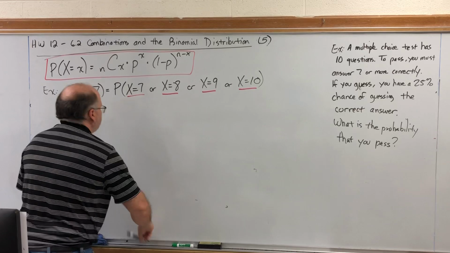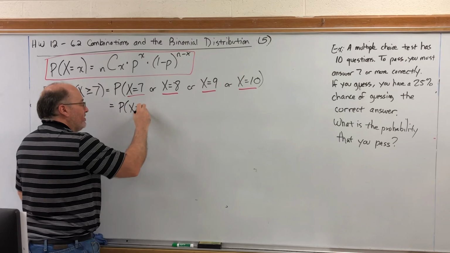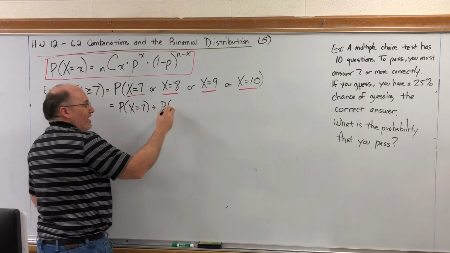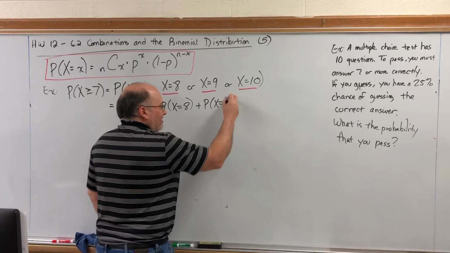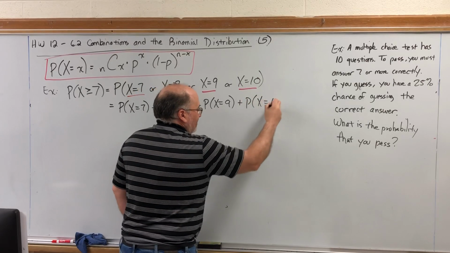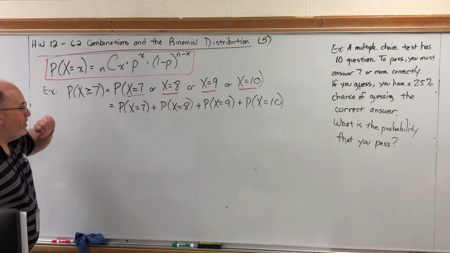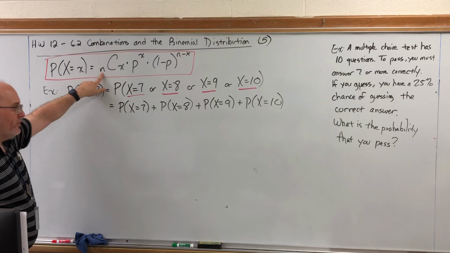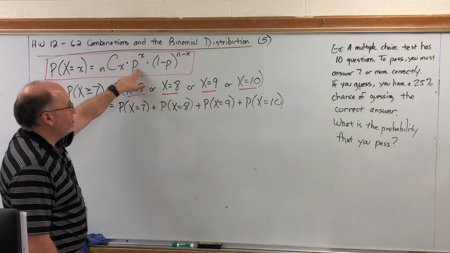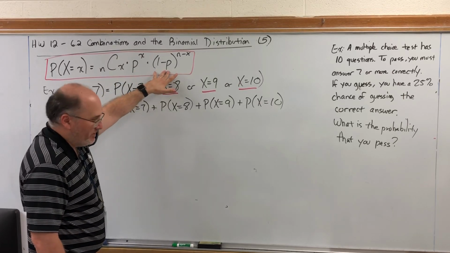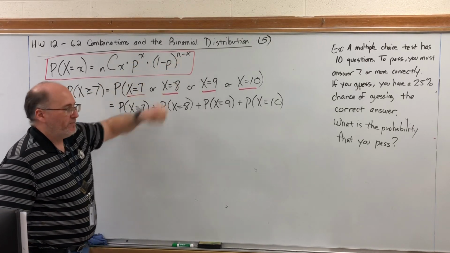Because they're mutually exclusive, that means that we can find this long OR probability by just adding each individual event's probability. So the probability that X equals 7, plus the probability that X equals 8, plus the probability that X equals 9, plus the probability that X equals 10. And each of these is a binomial probability using this formula up here. The n will stay the same on all of them. There are still 10 questions on each scenario. The p will stay the same, it's still 25%. The 1 minus p will stay the same, it's still 75%. The only thing that's changing is this x, and as a consequence, this n minus x.